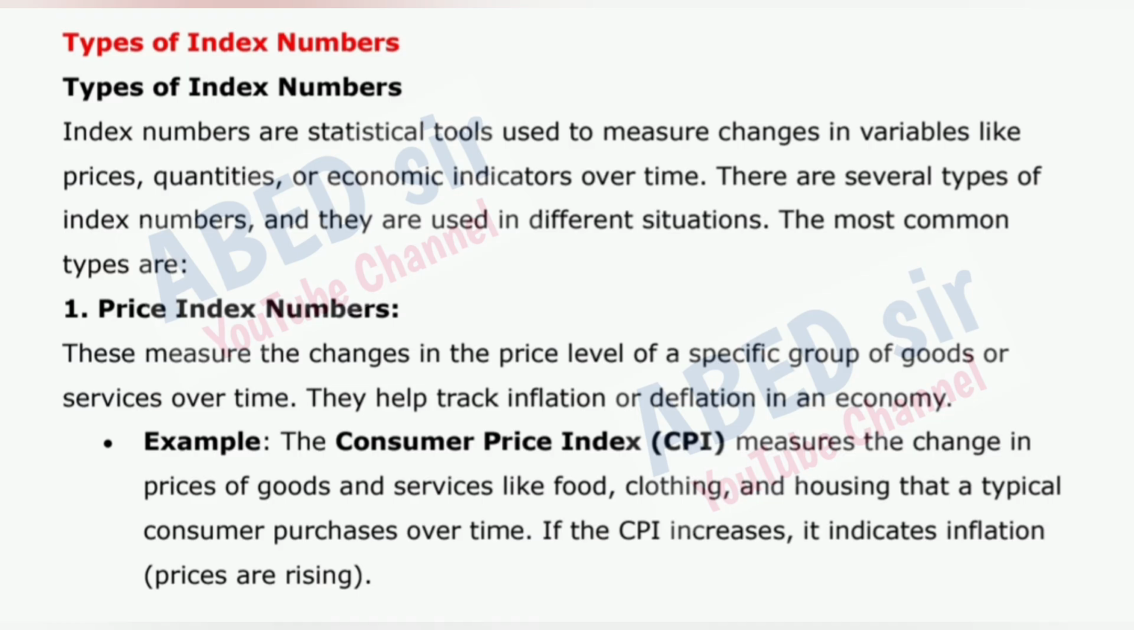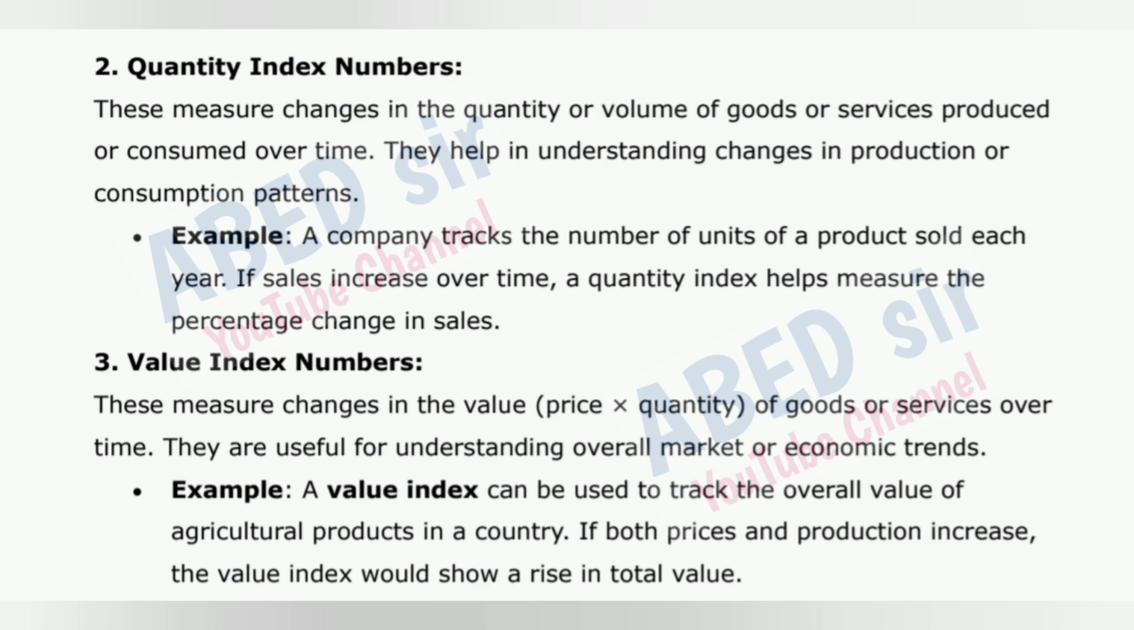Prices are rising. 2. Quantity index numbers. These measure changes in the quantity or volume of goods or services produced or consumed over time. They help in understanding changes in production or consumption patterns. Example, a company tracks the number of units of a product sold each year. If sales increase over time, a quantity index helps measure the percentage change in sales.